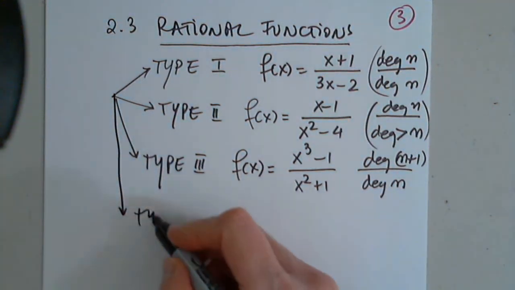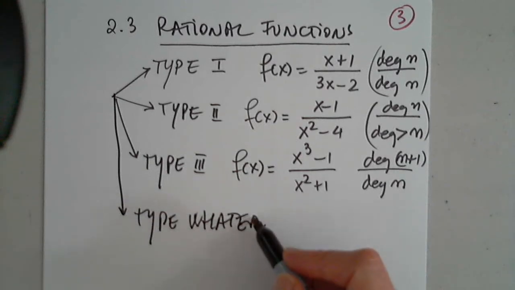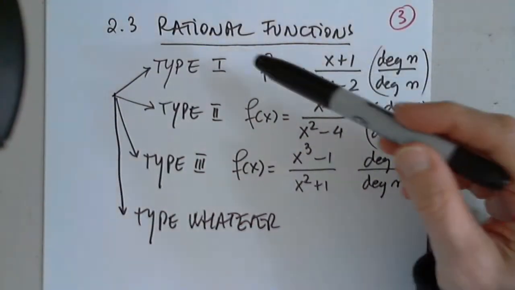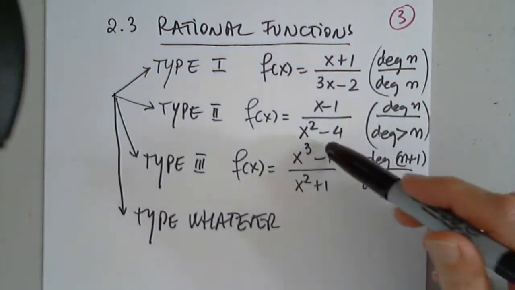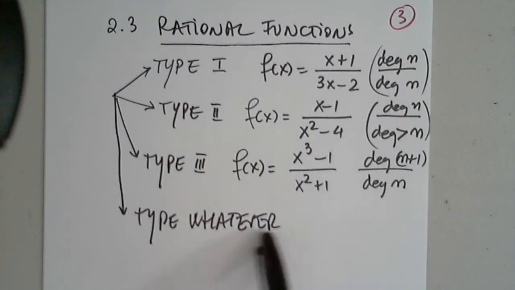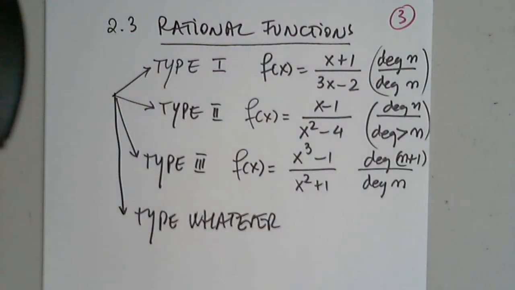And type whatever: anything else that does not fit these categories. If it's the same degree over the same degree, I will call it type 1. If it's a higher degree in the denominator, type 2. If it's higher at the top exactly by 1 unit, it's type 3, and everything else is whatever. It can be degree 5 over degree 2. I don't have a name for that, and we're not really equipped to look into that very much.